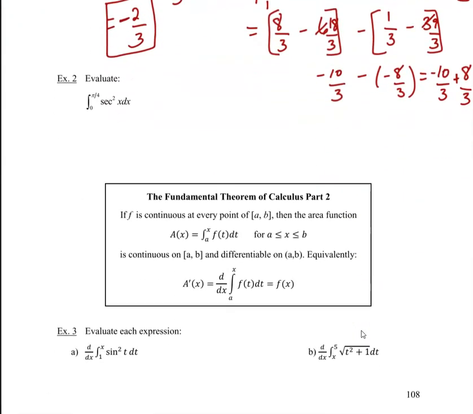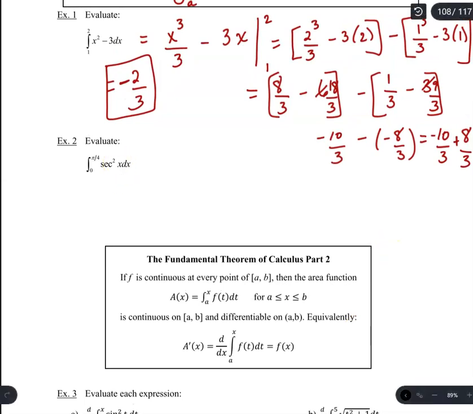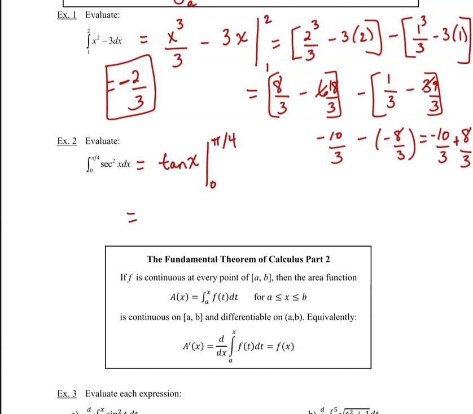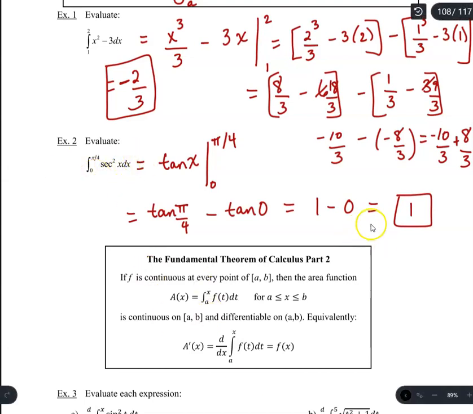Let's do another one, the integral of secant squared x from 0 to pi over 4. So we know the antiderivative for secant squared, that would be tangent. So that would be tangent x from 0 to pi over 4. And that would be tangent of pi over 4 minus tangent of 0. So tangent of pi over 4 is 1, and then tangent of 0 is 0. So that would just be 1. So my area under the curve of secant squared would be 1.